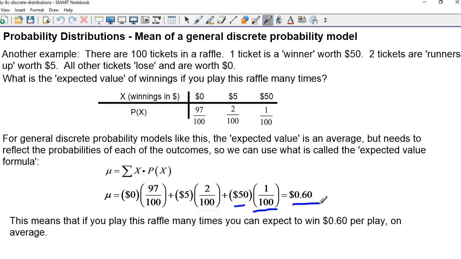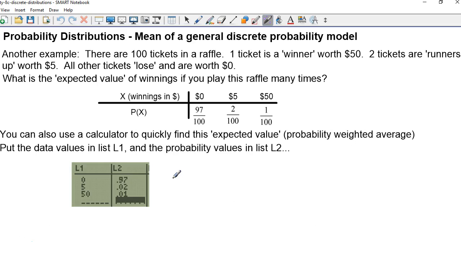And that means that if you were to play this raffle many times, then you can expect to win on average 60 cents per play. Now that doesn't mean you ever win 60 cents. It just means that on average, if you take your total winnings and divide it by the number of times you played, it would average out to 60 cents per play. That's the mean value of a general distribution, right? So this is the formula that we use when we have a general model rather than one of our standardized models.